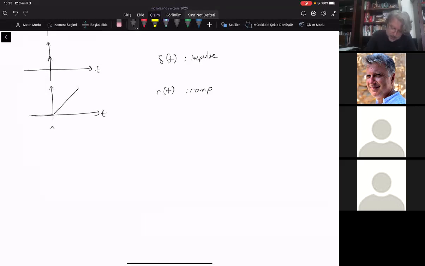We can think of a rectangular box from minus 0.5 to 0.5. This, they usually use rect of t for a box function.